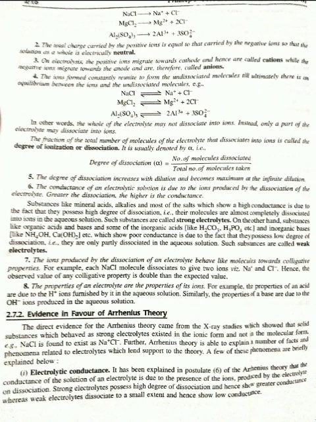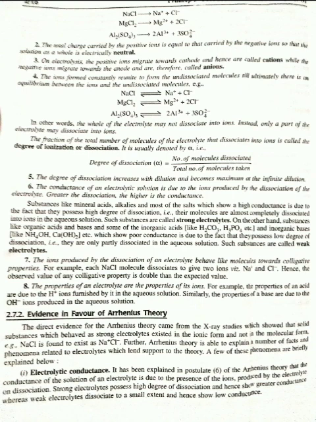This theory is known as Arrhenius theory of electrolytic dissociation. The main points of this theory in a modified form are summarized below. First, an electrolyte when dissolved in water splits or dissociates into positively and negatively charged particles called ions. The process is called ionization, or more correctly electrolytic dissociation. Example, NaCl gives Na+ plus Cl-. Second, the total charge carried by the positive ions is equal to that carried by the negative ions, so that the solution as a whole is electrically neutral.